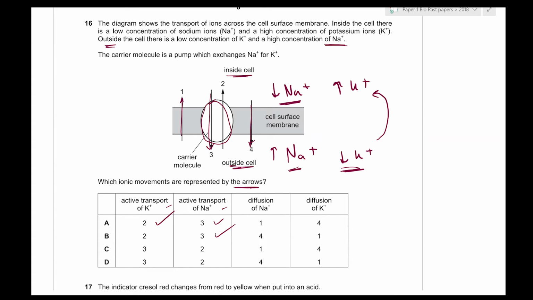Now for diffusion, we're only looking at 1 and 4 because, as we said, diffusion could happen through the hydrophobic core and through the cell surface membranes. They do not require a carrier molecule. Now, the definition for diffusion is that it happens down the concentration gradient from higher concentration to lower. Therefore, let's start with the sodium. Outside, we have a higher concentration, therefore it diffuses to the lower, down the concentration gradient. Therefore, sodium must be 1. Same with potassium. Inside there is a higher concentration, therefore it must diffuse down the concentration gradient. Therefore, potassium is going to be 4 and the answer must be A.